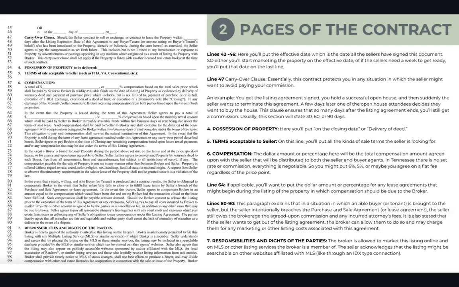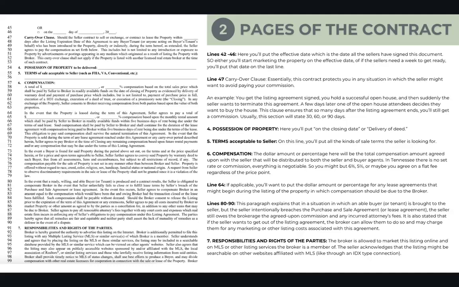In line 64, if this is applicable, you'll want to put the dollar amount or percentage for any lease agreements that might begin during the listing of the property in which compensation is due to the broker.